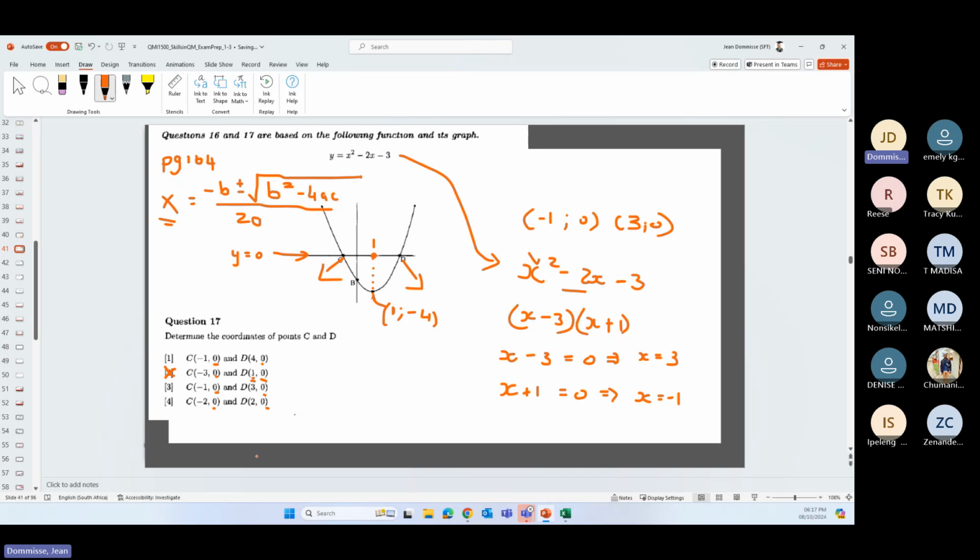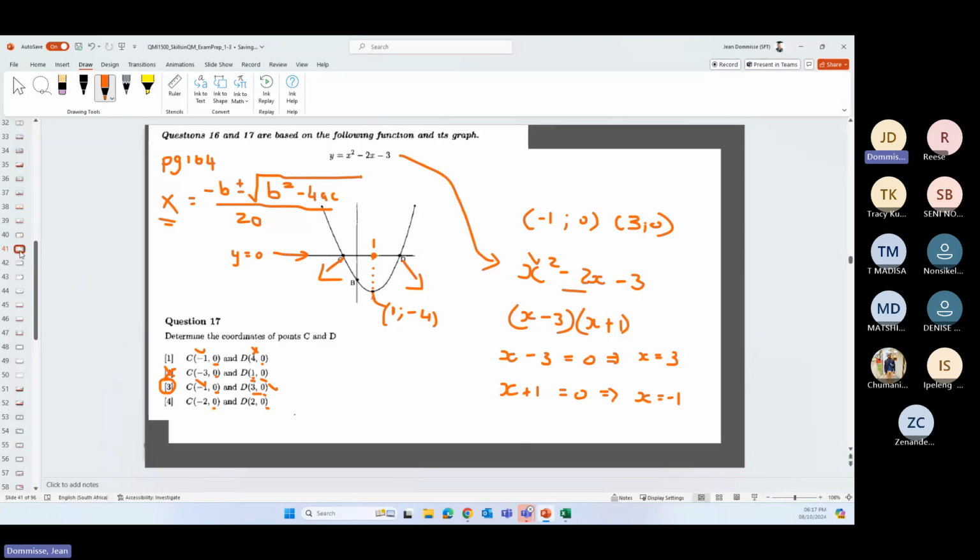So if I look at this, minus 1 and 0, that's correct. But that must be 4 and 0, so that's incorrect. Minus 1 and 0 is correct. 3 and 0 is correct. So the option would have been C. So that is if I factorize it.